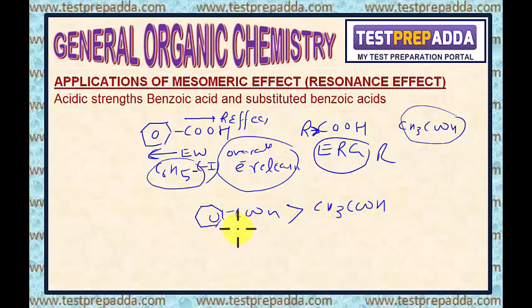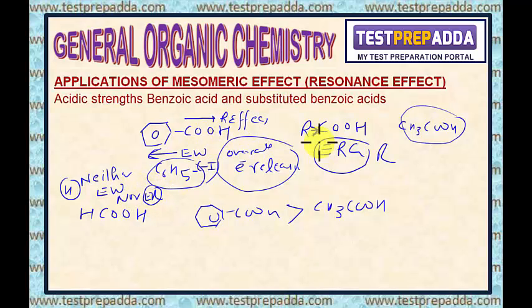CH3COOH. But if I compare this benzoic acid with formic acid, H is attached. So H is neither electron withdrawing nor electron releasing. In both the cases, overall it is electron releasing. But here neither electron releasing nor electron withdrawing. That is why this will be more acidic than benzoic acid. So benzoic acid is more acidic than other aliphatic acids other than formic. My point is clear. And this can be explained with the help of Ka values also.